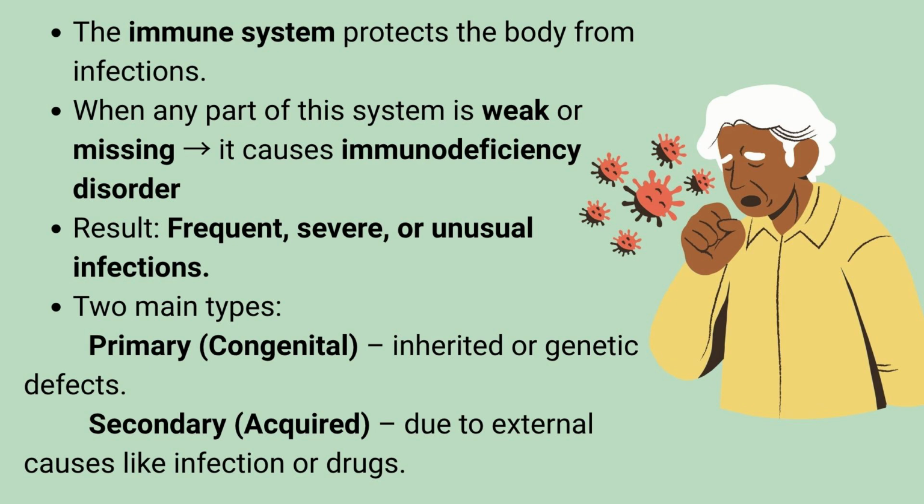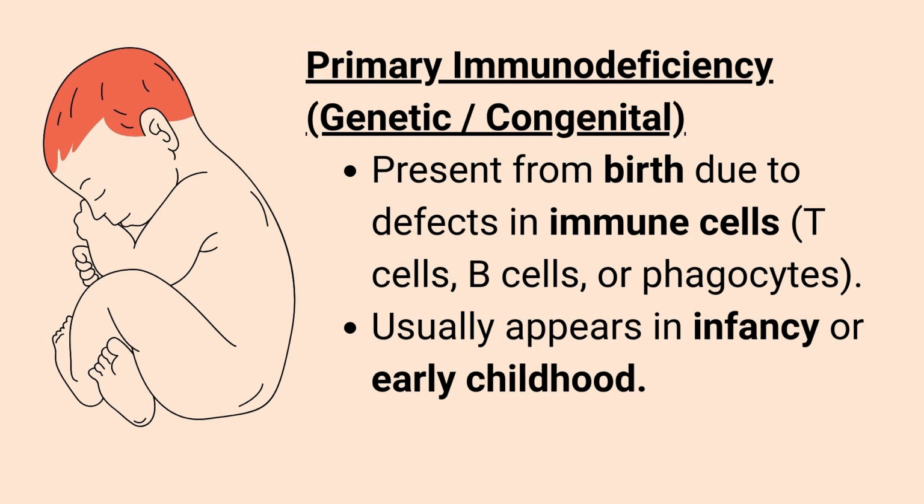There are two main types of immunodeficiency disorders. Primary or congenital immunodeficiency, which is inherited or genetic defects, and secondary or acquired immunodeficiency due to external causes like infection or drugs.